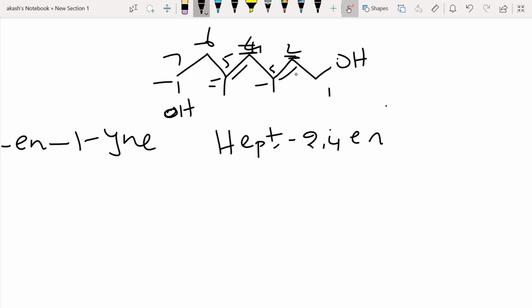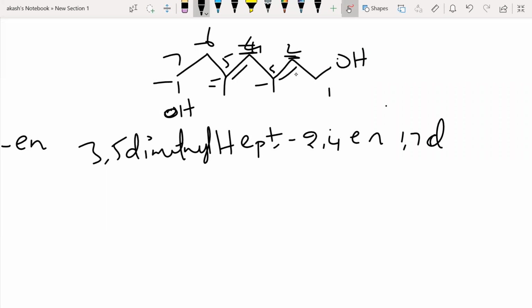You should do it before. This is the prefix, right? So you have to do it before that. So it is 3, 5 dimethyl. Then 1, 7 ol. For alcohols, what does it have to end with? Ol. Right. So it is going to be 1, 7 diol.